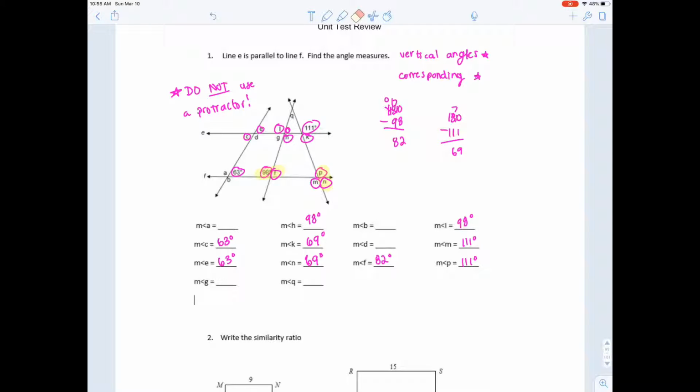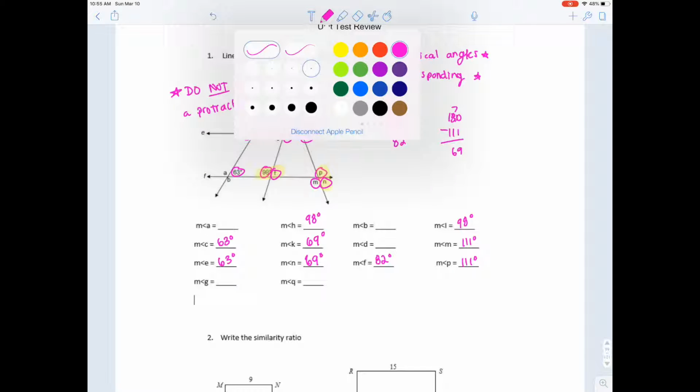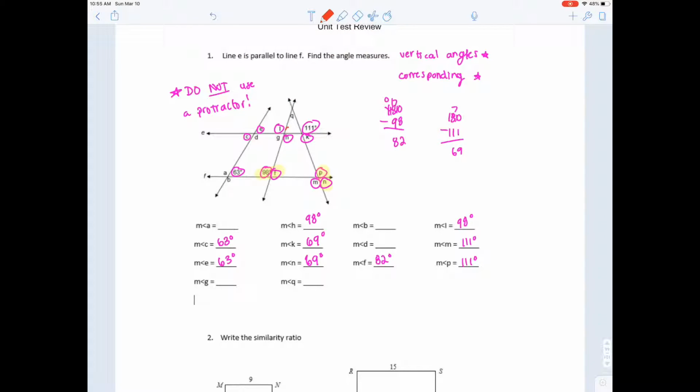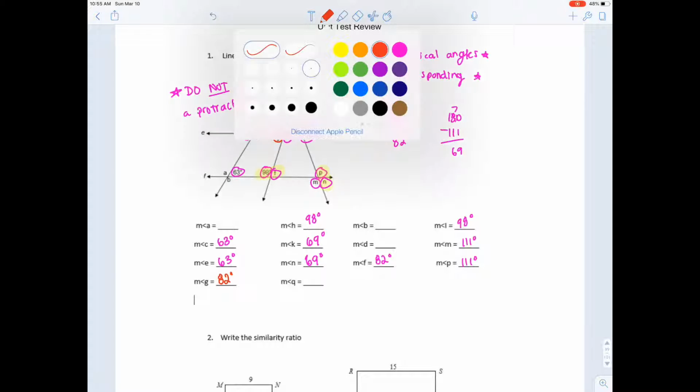Here, let me do another color because it's starting to get filled with pink circles here. So I'll do red. Where this red circle is, that's corresponding to angle F. And we said angle F is, I lost my place, angle F is 82 degrees. But notice that angle G is a vertical angle to that red circle, so therefore I know that angle G is also 82 degrees. There we go. We're almost done. We only have 3 more.